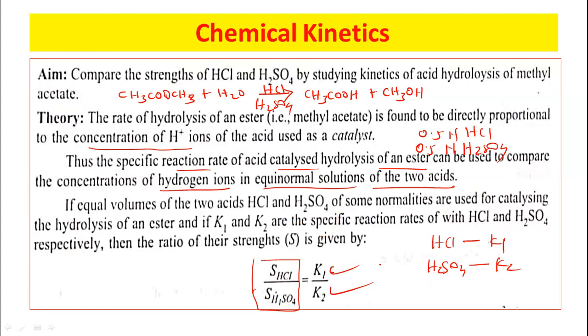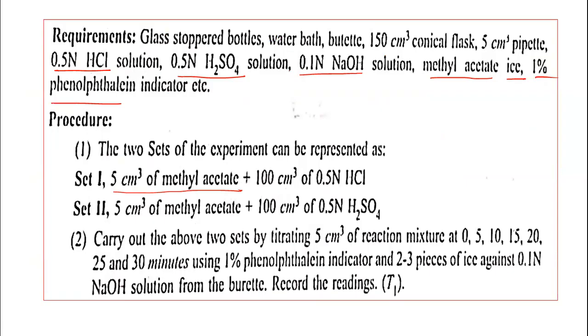So let us see what the requirements are. We require a glass stoppered bottle, water bath, burette, pipette, then the catalyst solutions, that is hydrochloric acid and sulfuric acid, 0.5 normal solutions. 0.1 normal sodium hydroxide is the burette solution. Methyl acetate, since we are doing the hydrolysis of methyl acetate. We require ice because it is a chemical kinetics experiment, and indicator, 1% phenolphthalein indicator.